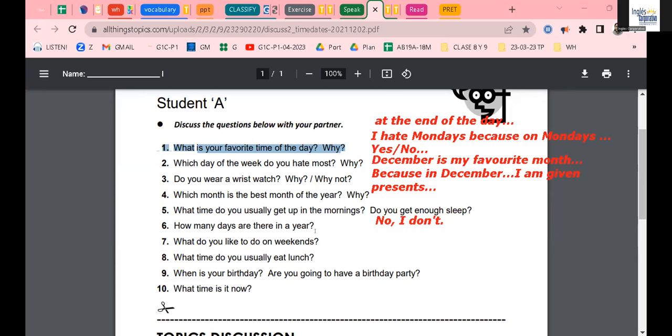How many days are there in a year? You already know. Eso ya se lo saben. What do you like to do on weekends? On weekends, I like to play soccer. I like to go to the park. I like to watch TV. I like to rest. I like to sleep. I love eating.